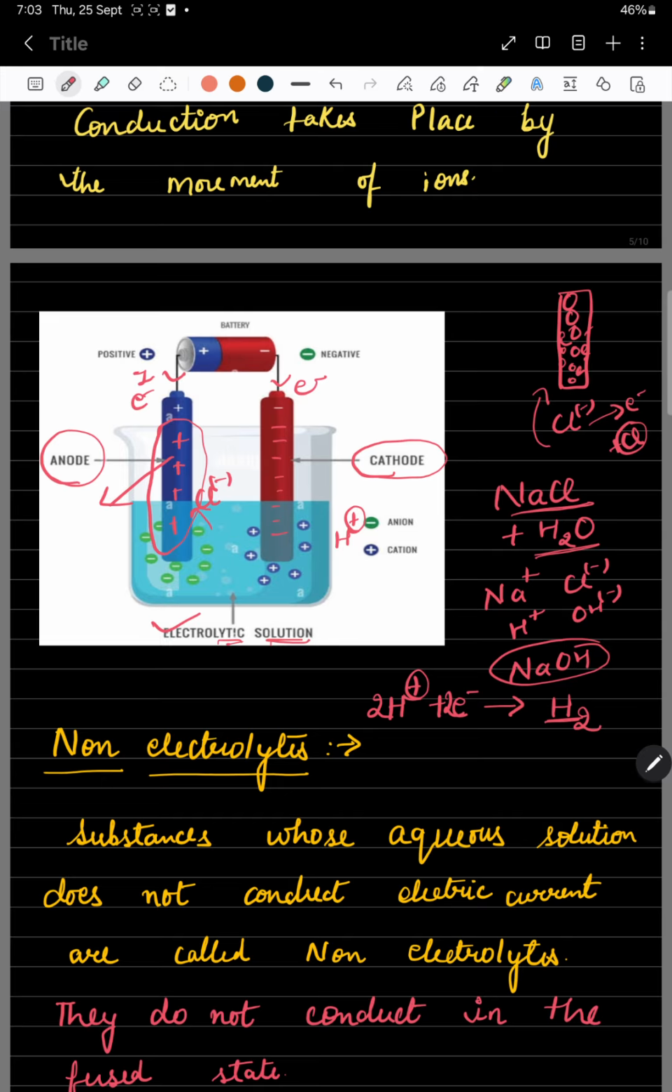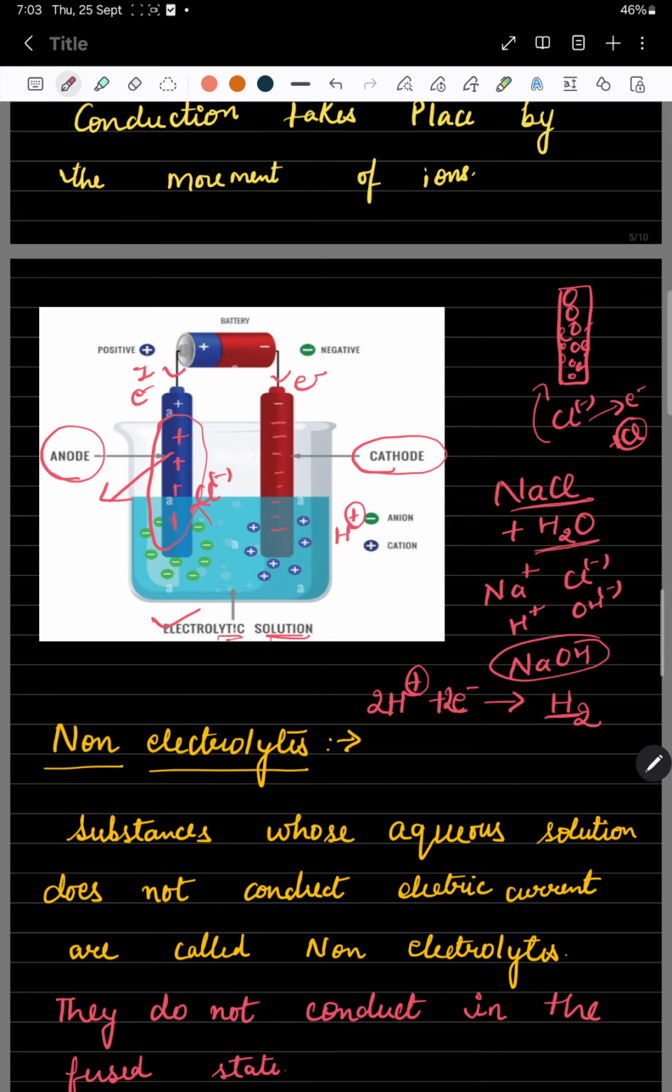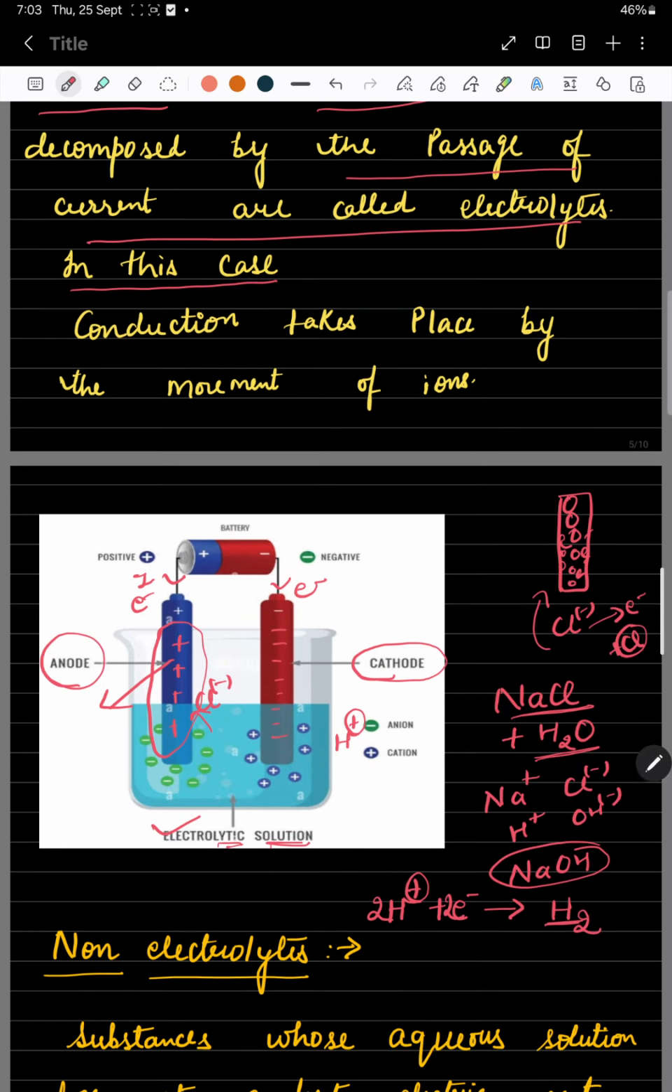So what you are observing, you are simply passing the external current. The electrolysis process will be there, ion production will be there. After that, the respective atoms will be deposited there and the electrons are going from here to here. What we are observing is electric current conduction in this complete circuit.